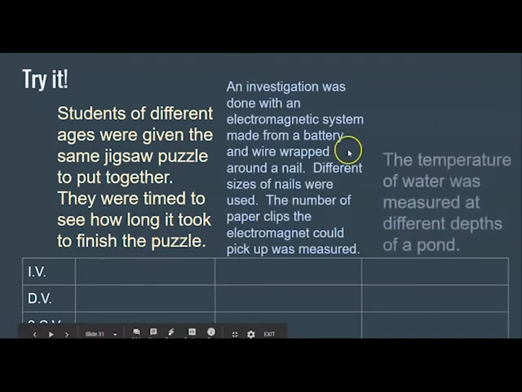Ignore this guy. Here's another one. The temperature of water was measured at different depths of a pond. So what did you change? Or what is being changed? What is measured to see if that change actually does something? And then what are 3 things that you want to keep the same? Remember, you can have thousands of controlled variables.